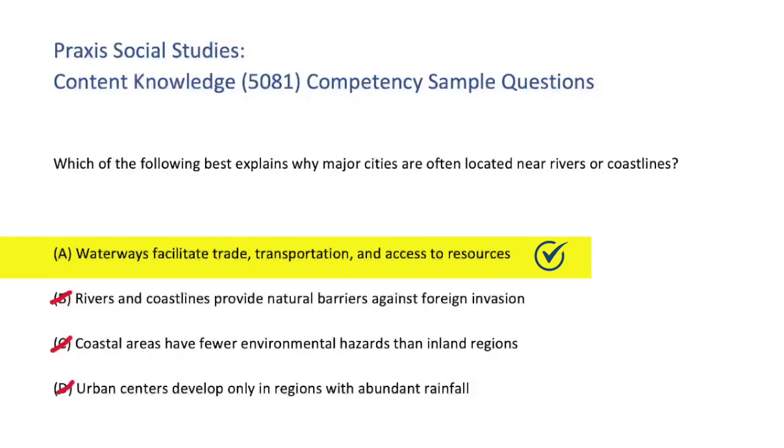Waterways facilitate trade, transportation, and access to resources. This statement is true, which is why cities grew there historically. Rivers and coastlines provide transportation routes, trade opportunities, and access to water resources.